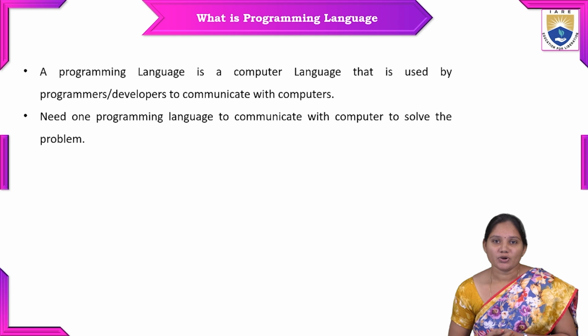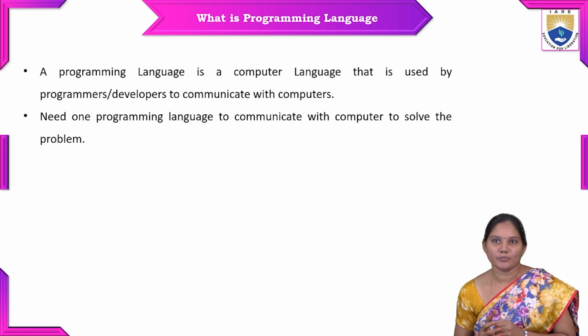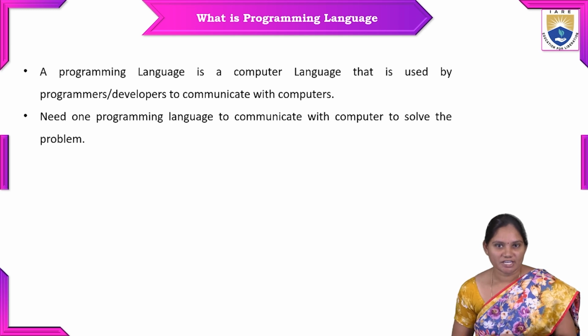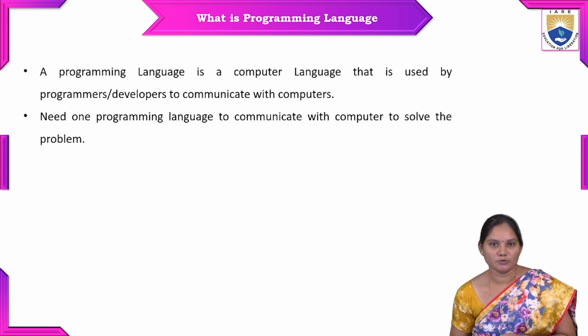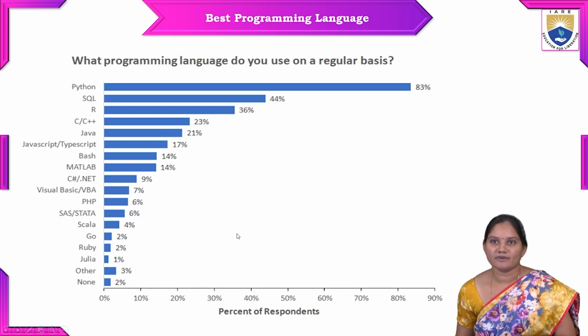A program is nothing but a set of instructions. These instructions are designed in a specific language to perform a task. That's why programming language is used to develop software applications. Those are like web applications, desktop applications, operating systems, compilers and so many. Using programming languages, we can develop so many software applications. This is the main need of programming language.